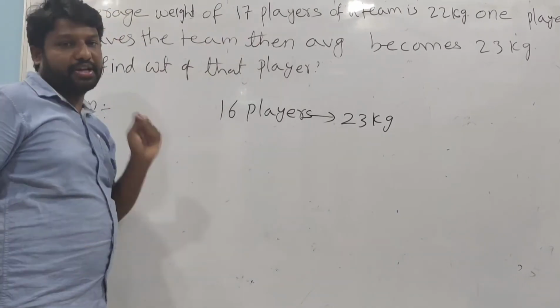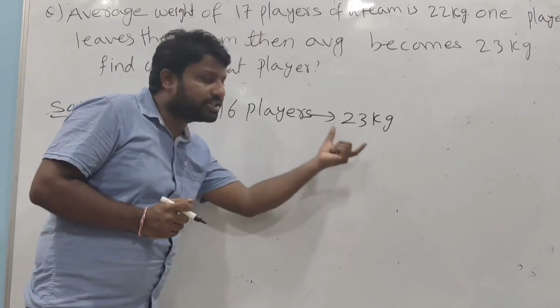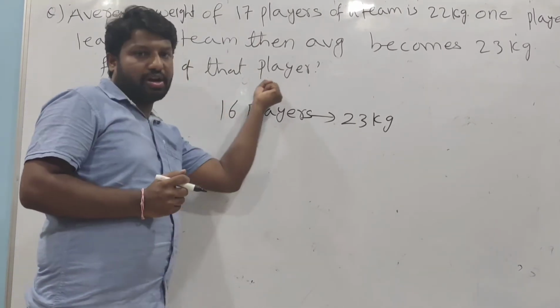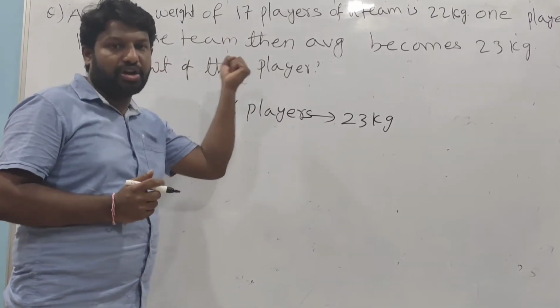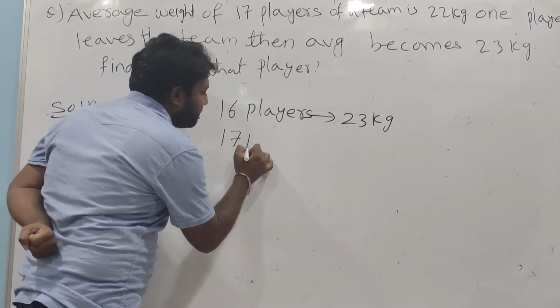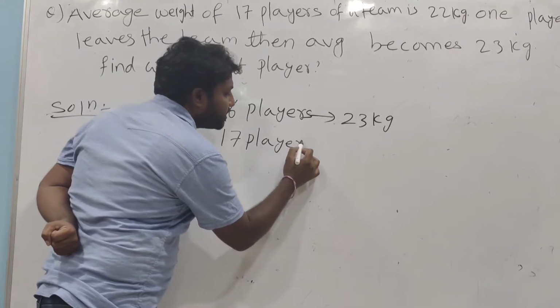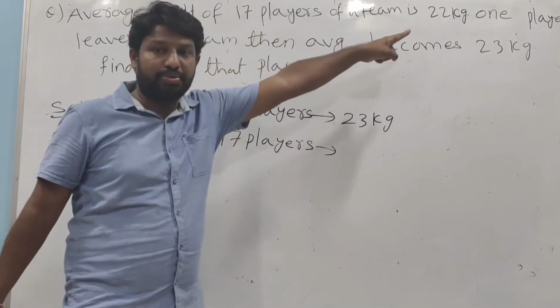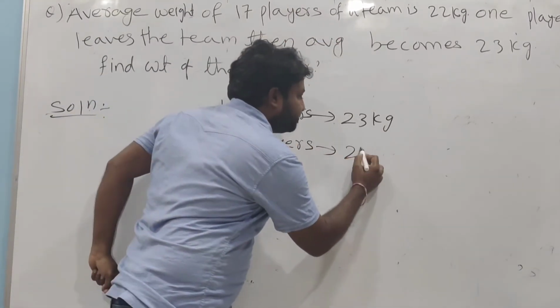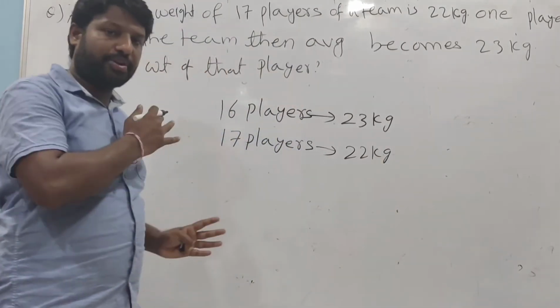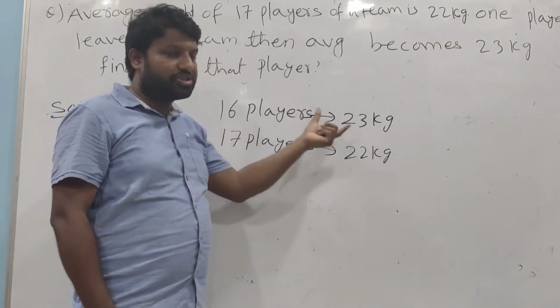Now 17 players. Now what I will do is, initially there are 16 players and now one player joined the team. How many players are there now? 17 players. Then the average of the team is how much? 22 kg. They have given this. So I am taking this question from the reverse side. So I am taking initially 16 players are there.